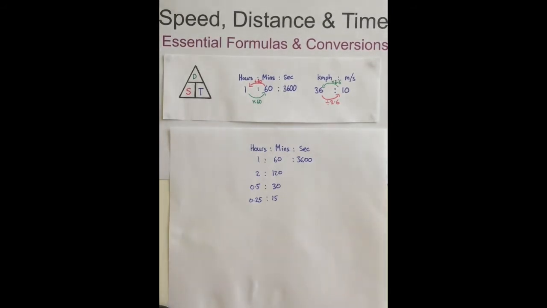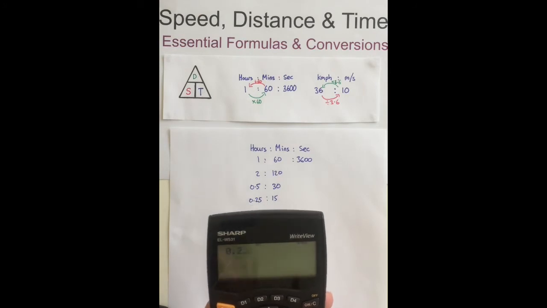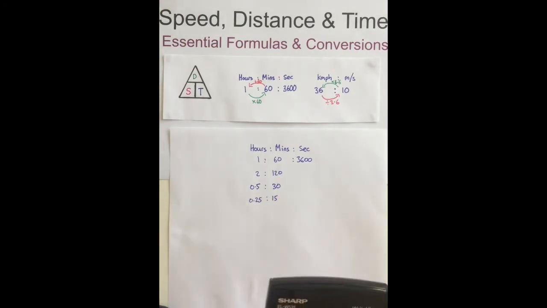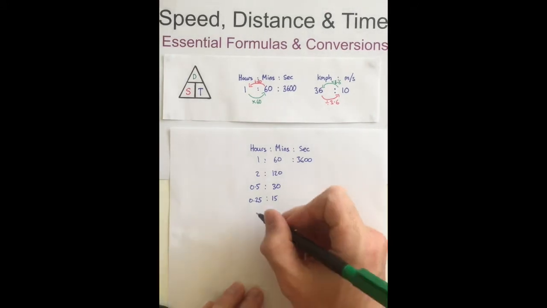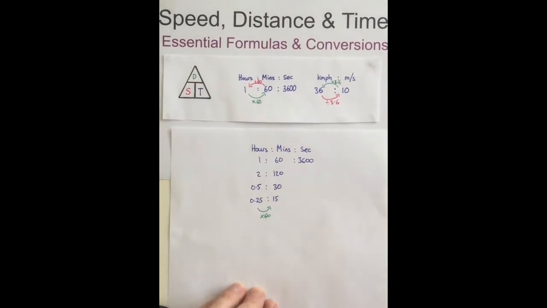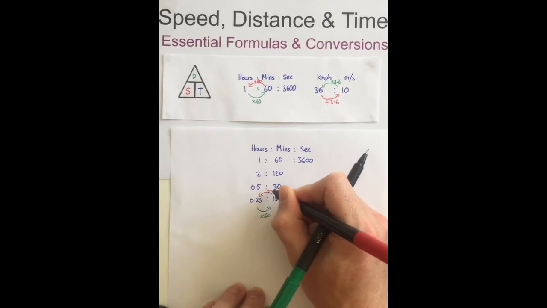So very simply, all I've got to do to go from minutes to hours is divide by 60 and vice versa. So if I have 0.25 hours, decimal hours, 0.25 hours times by 60, that gets me my minutes, 15 minutes. So all you need to remember there is to go from hours to minutes, it's times 60, and to go from minutes to hours, it's the inverse, divide by 60.